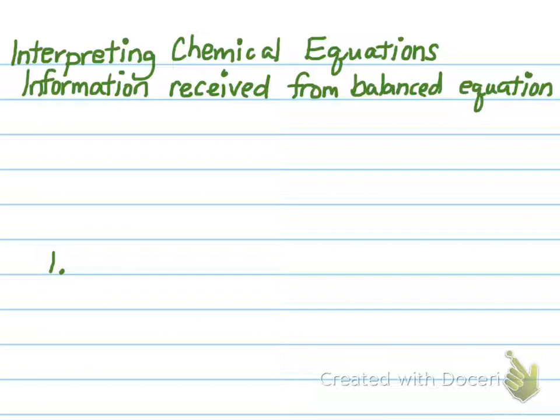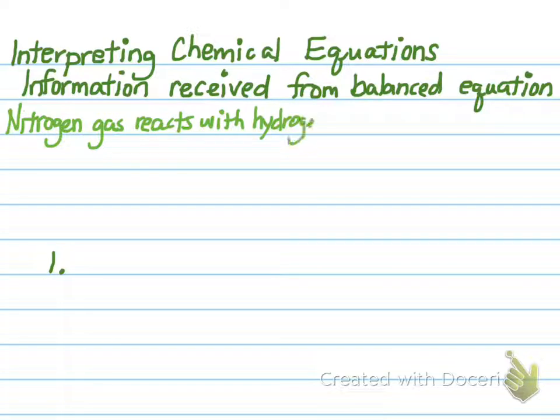So stoichiometric calculations require balanced chemical equations. So we want to review what kind of information we can get from a balanced equation, and we're going to look at an example. We're going to look at the sentence that nitrogen gas reacts with hydrogen gas to produce, or to yield, ammonia gas.